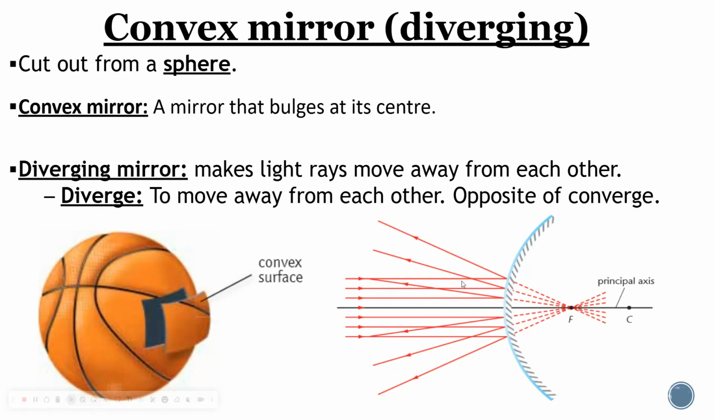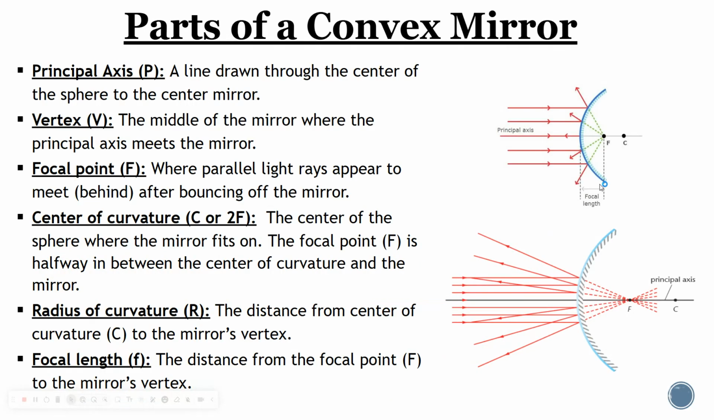And so if you look at these rays that are parallel to the principal axis and to each other, when they hit the convex mirrors, the light rays move away from each other instead of going towards each other. So that's why they're called diverging. So it's opposite of converging. Similar to the concave mirrors, there are some terms you need to know regarding convex mirrors.